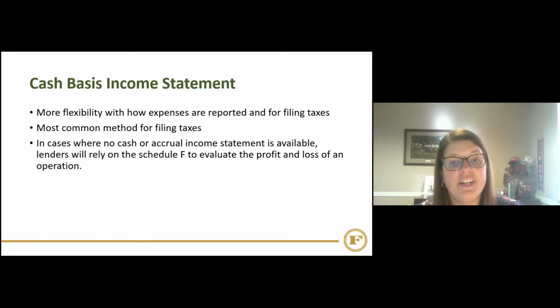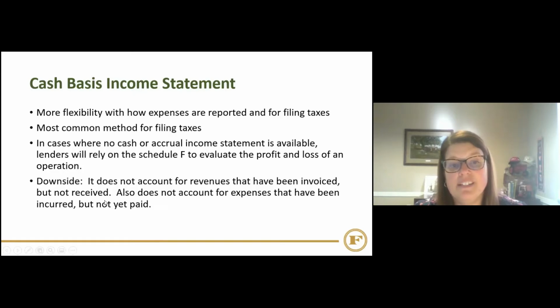As a lender, if a customer does not have an official cash or accrual income statement, then we rely on the Schedule F of the farmer's 1040 return to evaluate the profit and loss of a farm from the previous year. In those cases, it gives us the most complete record of a farmer's performance. It is not the most ideal thing to use for an income statement, but at the same time, it's better than anything else we would have at that moment.